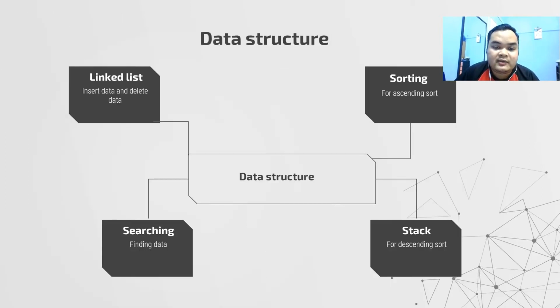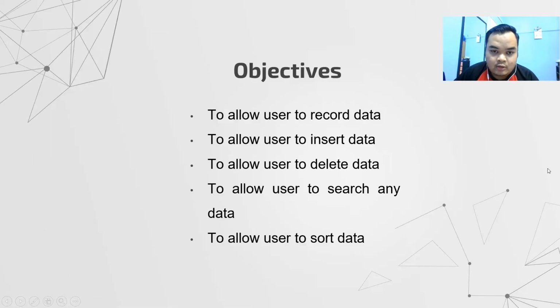So here are the data structures that we use in our coding. First is linked list, to insert and delete data. Second is searching, to find data. Third is sorting, but for ascending sort. And the last one is stack, for descending sort. The objective of our system is to allow the user to record data, insert data, delete data, search any data, and sort data.